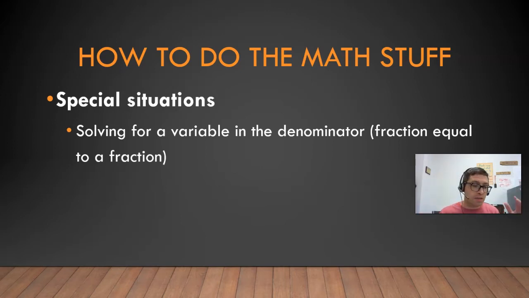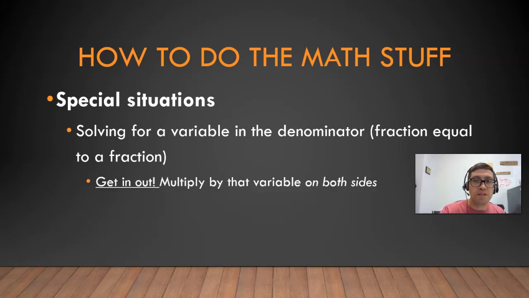If we have a fraction equal to a fraction, a lot of kids have a really tough time figuring out how to solve for a variable in the denominator. Basically, you've got to get that variable out of the denominator. And the way to get it out of the denominator is to multiply by that variable on both sides. Let's look at that.